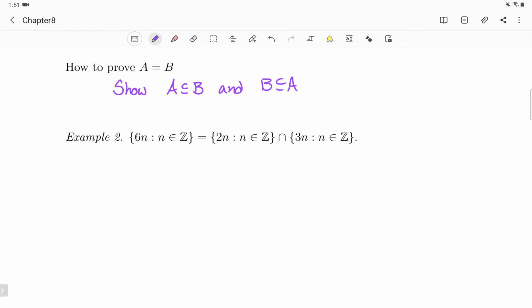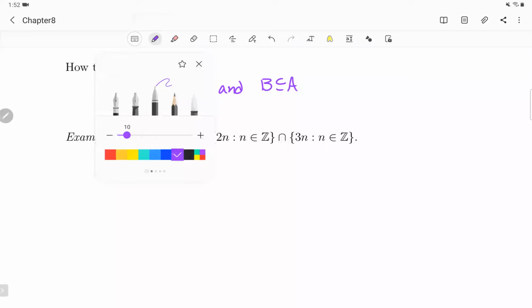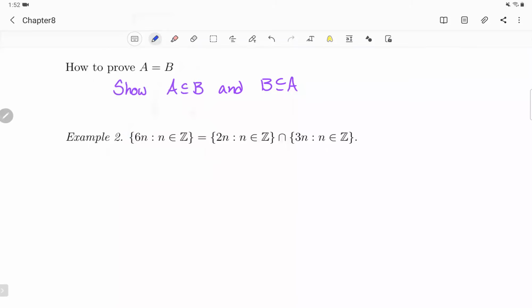So here I have my sets. I'm going to give them names. What is that first set describing? Multiples of 6. So why don't we call it capital S for 6? What's the next set describing? Multiples of 2. I'm going to call it E for even. And the last set? Multiples of 3. So I'll call it T for 3.